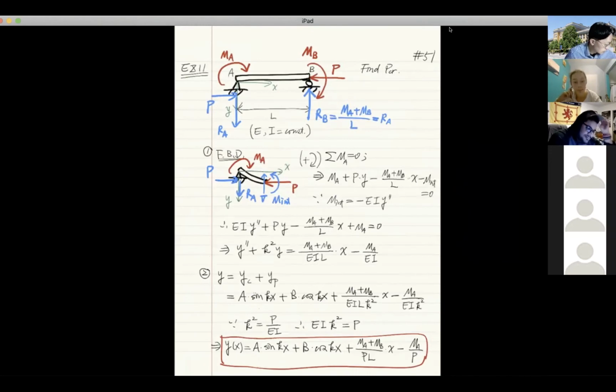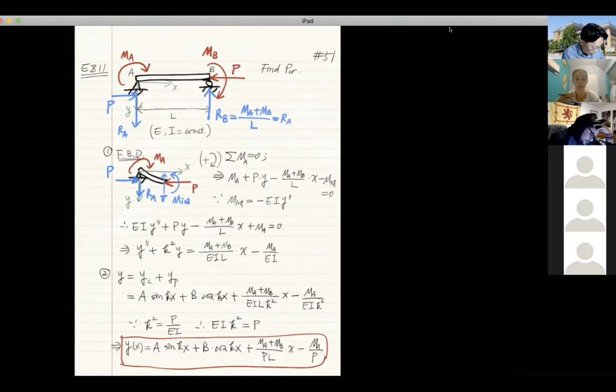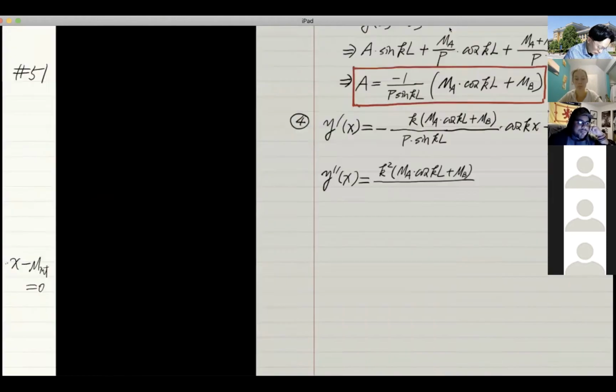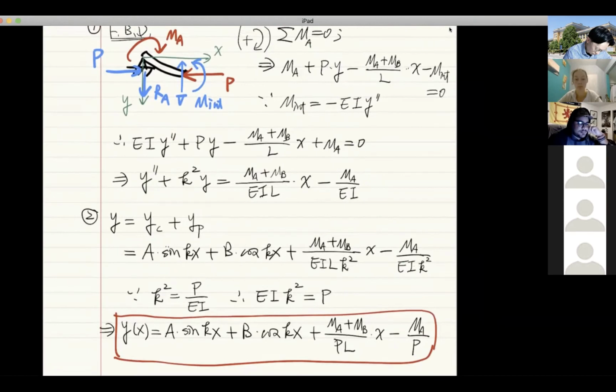You mean here? Let me see. Well, for Y, like you have the MA plus MB over P. I think it's supposed to be MA plus MB over PL. You are correct. For this one here, right? And for the other one, it's also PL.